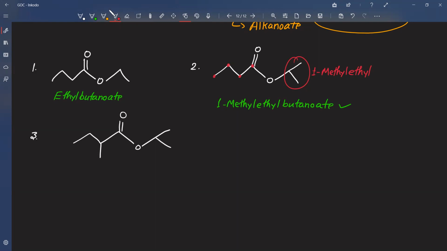Next is 1-methyl ethyl 2-methyl butanoate. Correct. 1-methyl ethyl 2-methyl, because this methyl is at position 2, so 2-methyl butanoate, because there are 4 carbons in the main chain. Correct. Okay, so that was about esters.